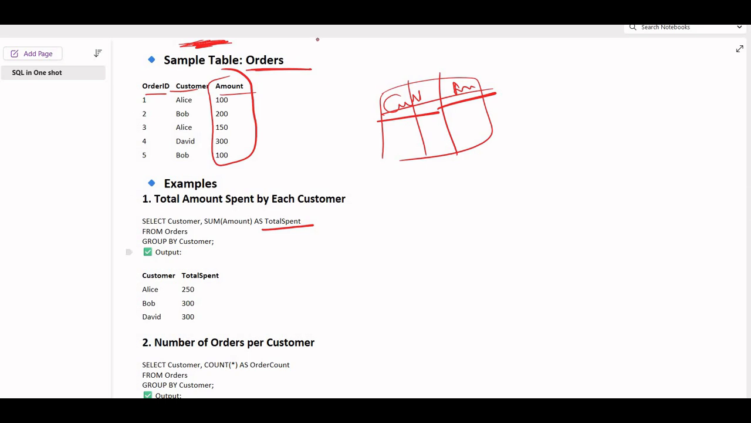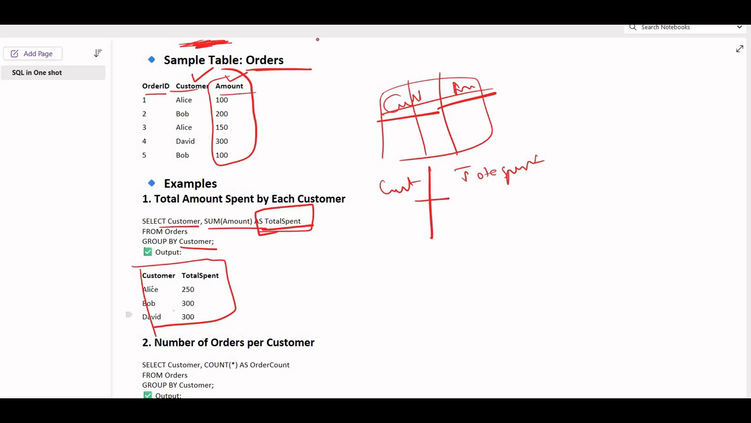Whenever you use group by, if there are two columns but one aggregate function, you have to group by the other column, so group by customer. Select customer, sum of amount as total spent, from orders, group by customer. The output will be customer and total spent. The customer names Alice, Bob and David will be displayed, with the total spent being this much. The sum of the amount it will calculate and then give.